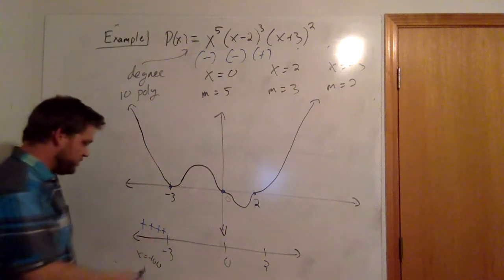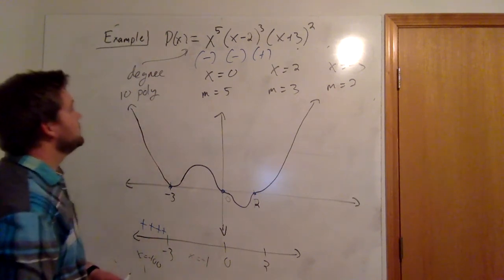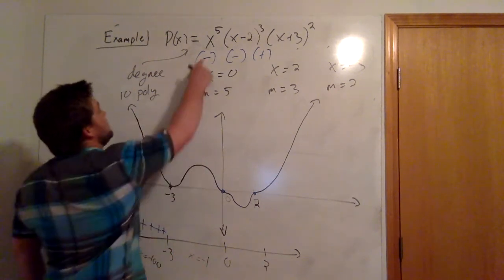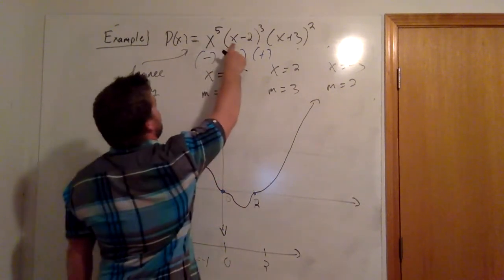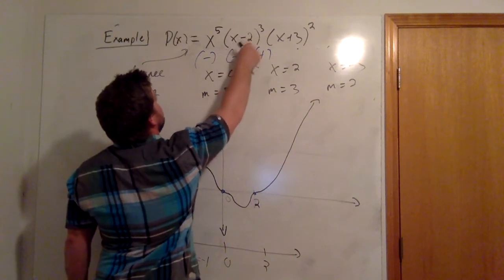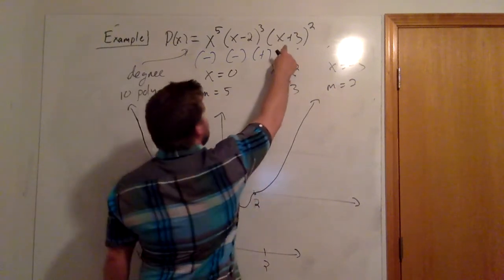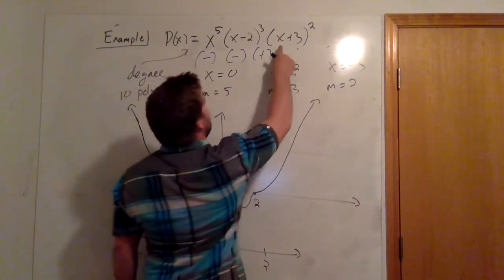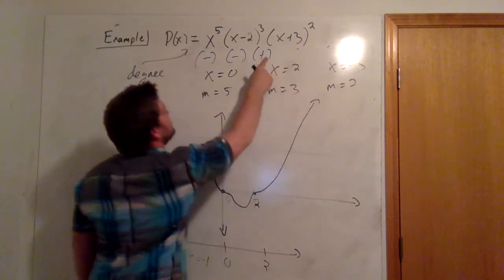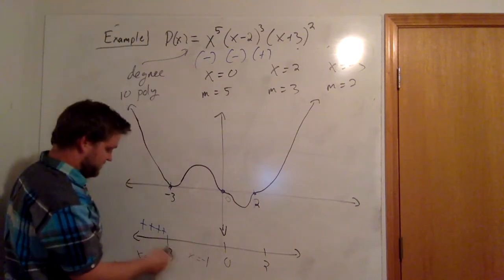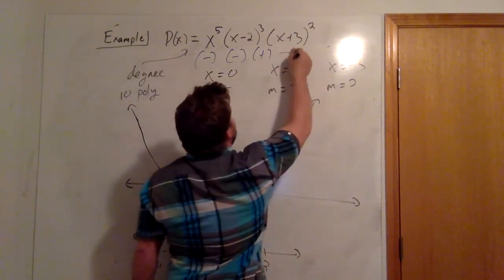Okay, let's say I plug in a number between negative 3 and 0. How about x equals negative 1? If I plug in negative 1 here, negative 1 to the 5th power will still be negative. Negative 1 minus 2, that's negative 3 cubed, that'll be negative. And negative 1 plus 3 is 2 squared, which will be positive. Notice that this piece did not flip sign, and that's because its multiplicity is even, so it'll still be positive.